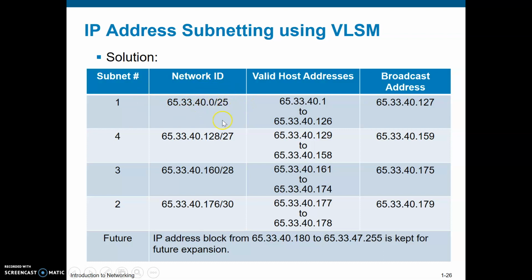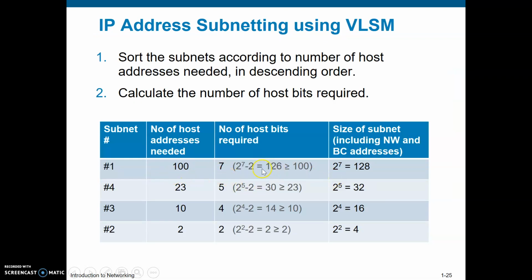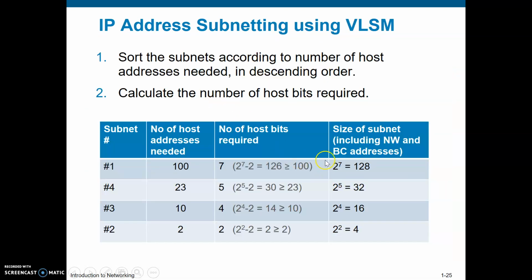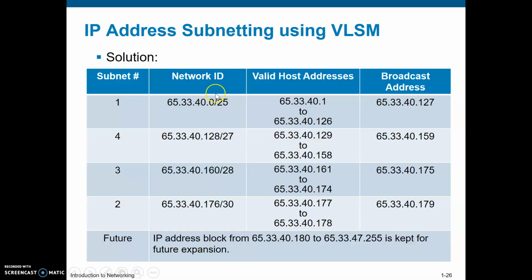Okay, so why /25? Because we need 7 host bits. So 7 host bits means 25 network bits. Okay, with /25, how many IP addresses does this have? This is 128. So to come to the network address of the next subnet, we just need to add 128. So this is the network address of the next one.